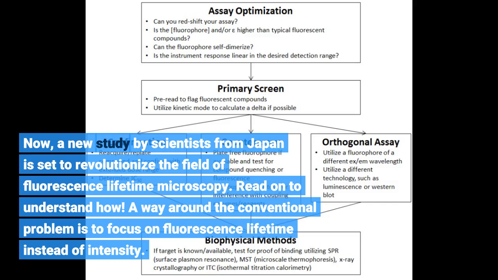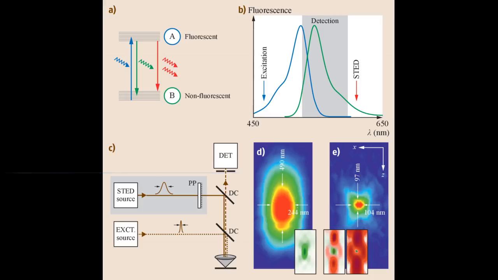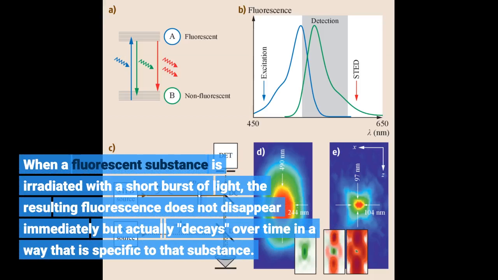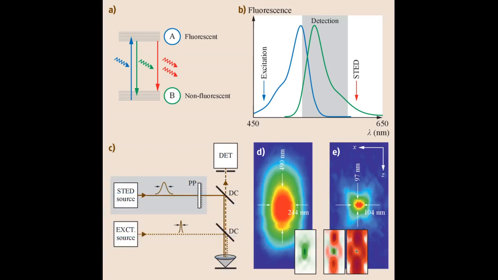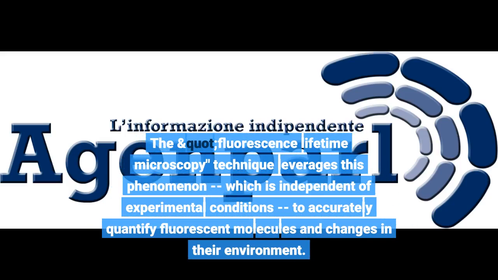A way around the conventional problem is to focus on fluorescence lifetime instead of intensity. When a fluorescent substance is irradiated with a short burst of light, the resulting fluorescence does not disappear immediately but actually decays over time in a way that is specific to that substance. The fluorescence lifetime microscopy technique leverages this phenomenon, which is independent of experimental conditions, to accurately quantify fluorescent molecules and changes in their environment.